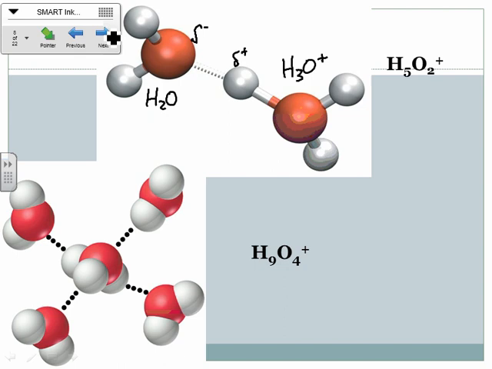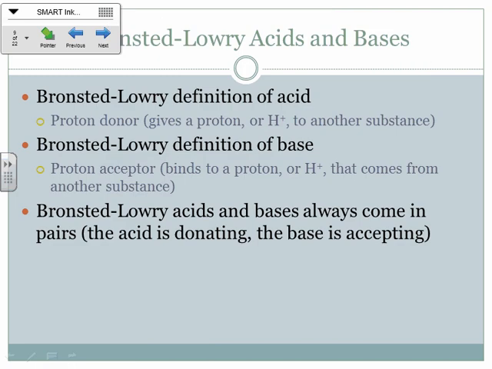And then the same thing with H9O4 plus. Again, these are hydrogen bonds here, not actual chemical bonds. So I'm not sure that I like calling it H9O4 plus, but there you go. So the Bronsted-Lowry definition then is going to be a proton donor versus a proton acceptor. A proton donor is an acid. That means that it's giving an H plus to another substance.